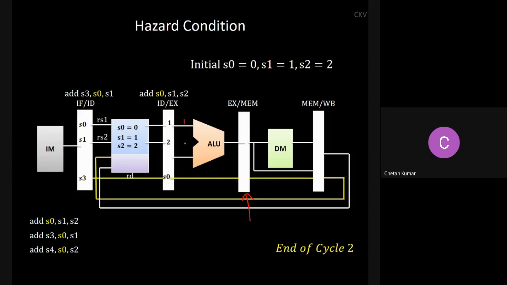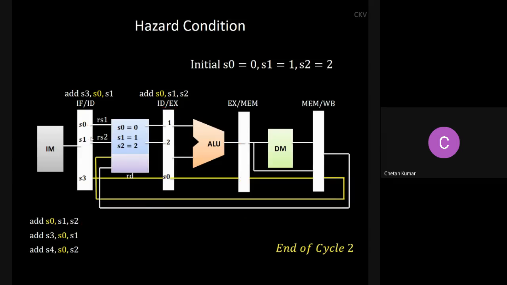Now that the values are available at the input of the ALU, they will be computed. At the end of third clock cycle, the computed value, since the first instruction is addition, will be produced. There will be control lines generated accordingly, and 3 will come here. So here you will have the destination register S0. And in the ID/EX, what will happen? Now RS1 is S0 and RS2 is S1, so those values will be read.